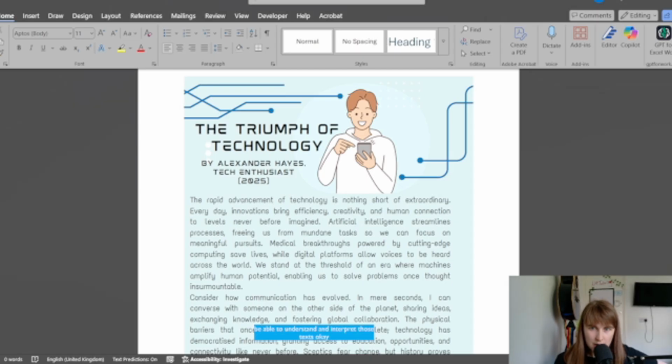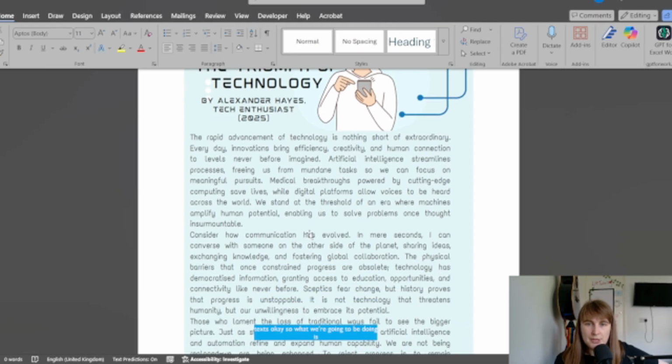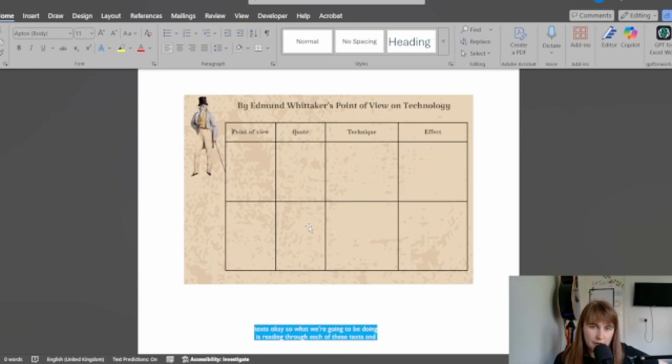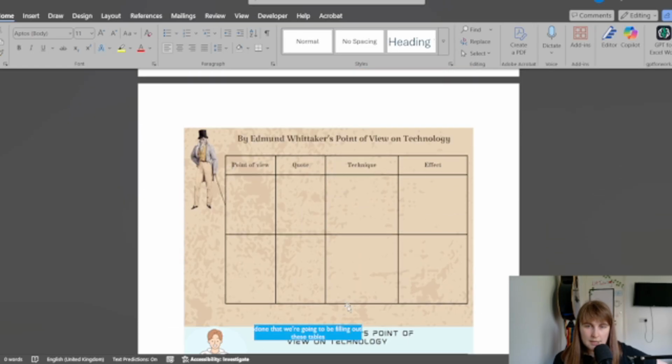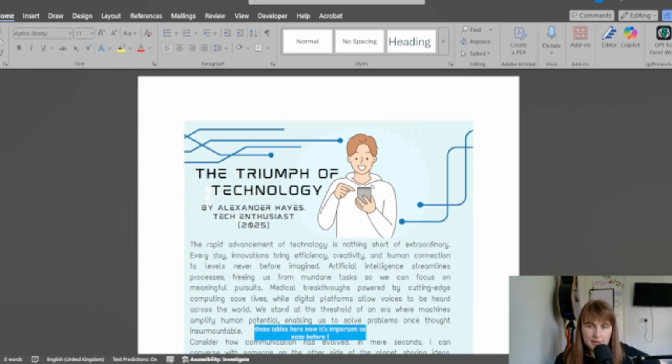Okay, so what we're going to be doing is reading through each of these texts. And once we've done that, we're going to be filling out these tables here. Now, it's important to note before I explain that this particular question we're going to be working on today is a question about comparing writers' viewpoints. So the part 1 video, where we have compared texts before, was comparing an element within the texts in how they're presented. So I think we were looking at music technology specifically. Today we're actually going to be looking at technology in a more wider context.